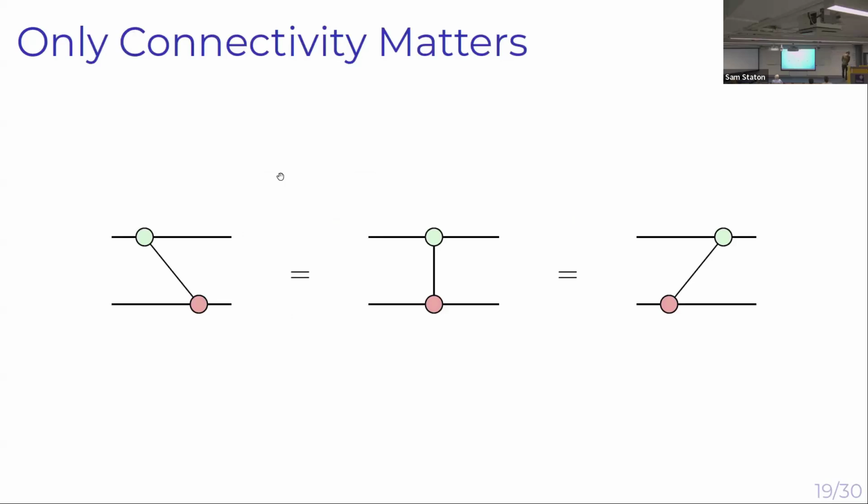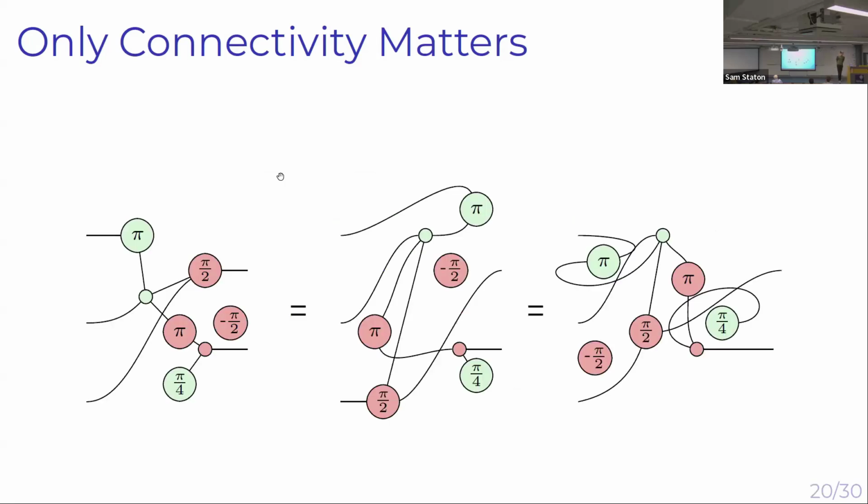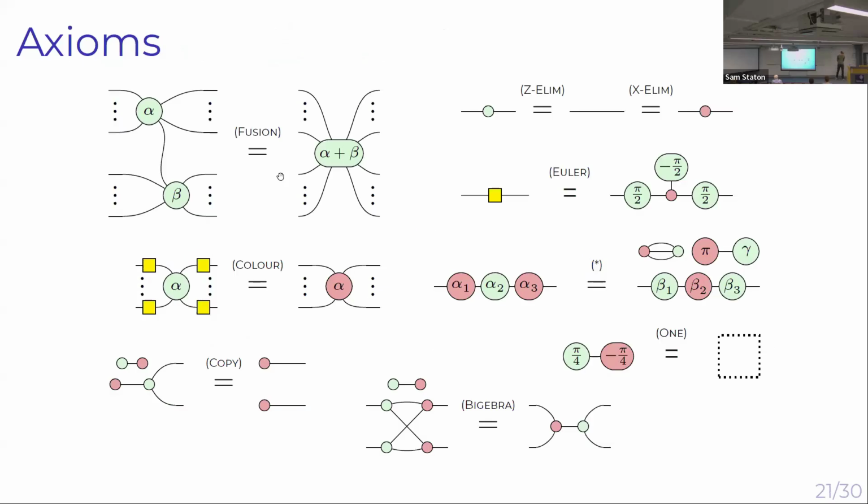The last rule I'm going to mention is the only connectivity matters rule, which means that you can drag spiders around as you wish. It doesn't matter how spiders are connected. The only thing that matters is the inputs and outputs. As long as these are at the same place, you have the very same linear map. Or we can have something a bit more interesting: as long as inputs and outputs are at the same place and the connections of the spiders are the same, you get the same thing.